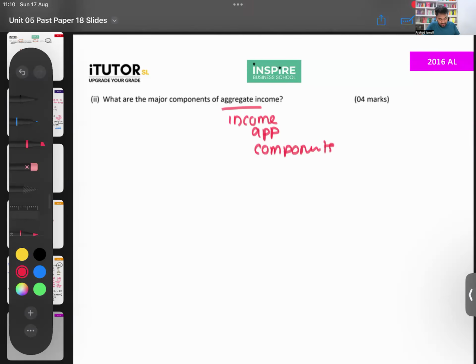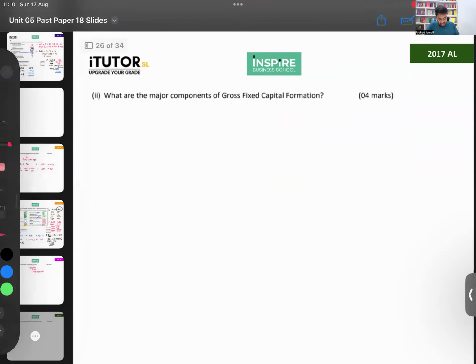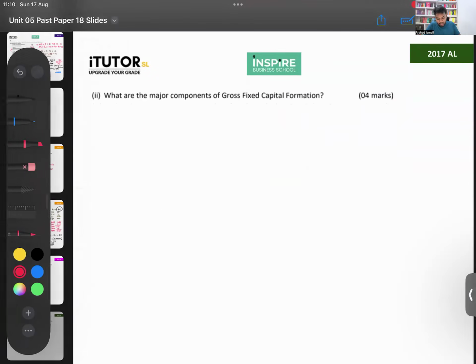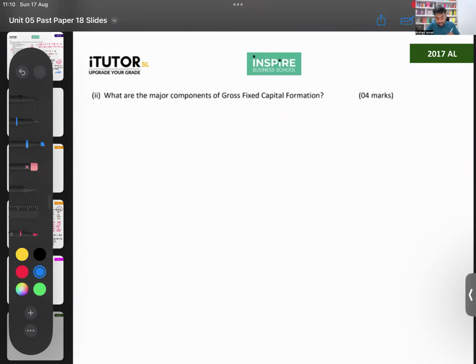Okay. Right. Then 2017 part 2. What are the major components of gross fixed capital formation? What is fixed capital formation? Fixed capital formation is the investment in fixed assets. So what do you think you can put here? Now, there was one thing that we discussed in MCQs also. We don't learn separate components, but we just say this. What do you have inside this?